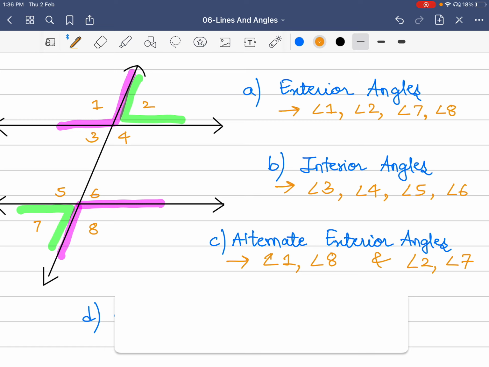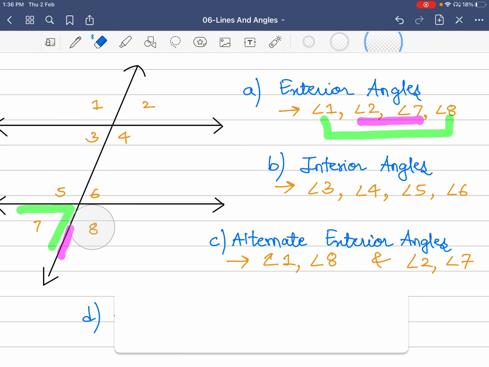If you focus on these four angles that we noted down, you can see 1 and 8 have got paired and 2 and 7 have got paired. So once again, what are alternate exterior angles? They are a pair of exterior angles which lie on the opposite sides of the transversal and which do not share a common arm. So 1, 8 and 2, 7 are alternate exterior angles. Now once again, let's erase this.